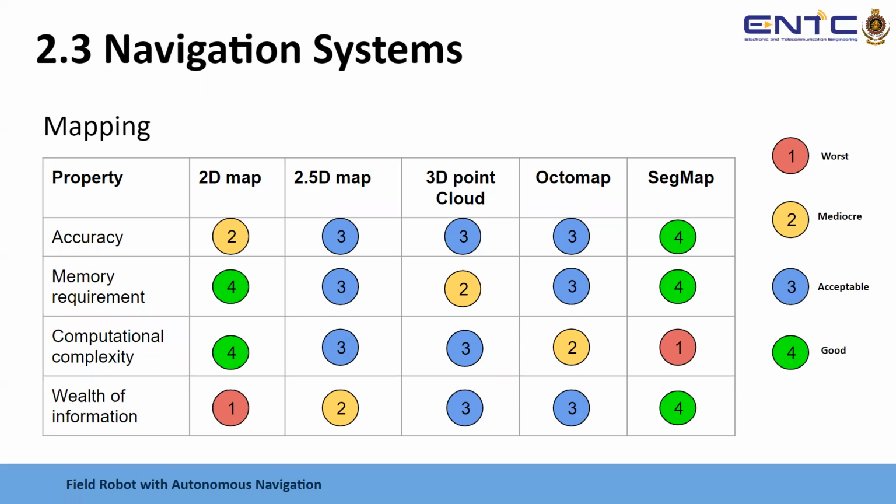In the SegMap, it gave the best accuracy since it detects and segments the objects throughout the map, and also it has the most wealth of information, but its computation complexity is very high. Depending on both of those positive and negative features, we selected the 3D point cloud map because we already have a LiDAR and we can use RTK for localization while mapping using the LiDAR.